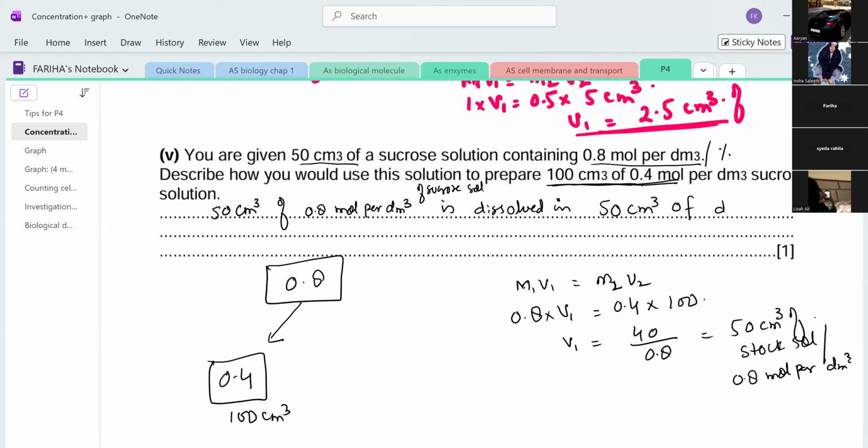Distilled water to form what? 100 centimeter cube of 0.4 mole per dm cube solution. Okay, fine. To form 100 cubic centimeter of 0.4 mole per dm cube solution. Very good, excellent. Now next.